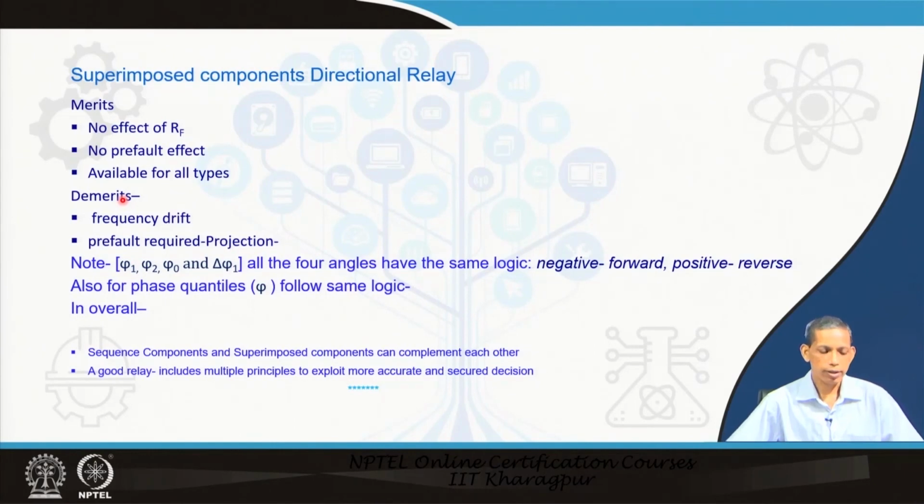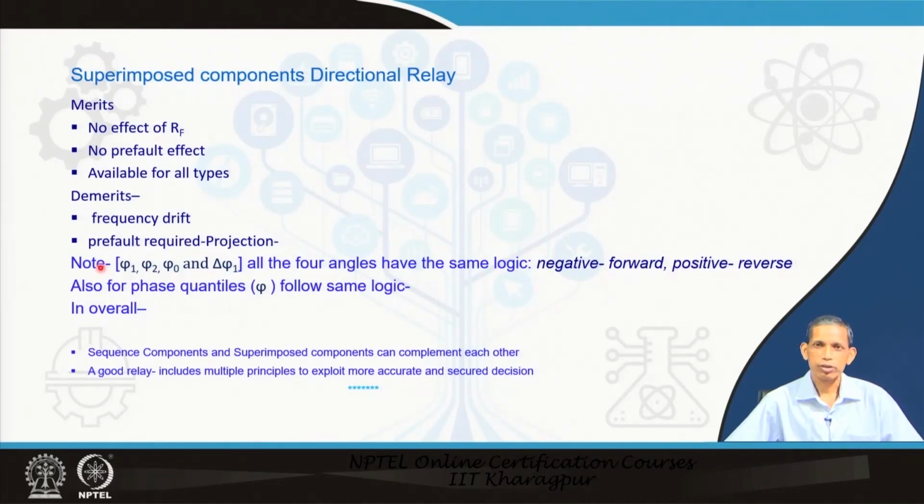But the demerit is that because it uses the pre-fault component, the pre-fault samples are being projected to the fault site to find the corresponding delta I 1 and delta V 1. If the frequency deviates during the fault, then accordingly the corresponding drift angle has to be compensated. These pre-fault projections have to be done correctly.